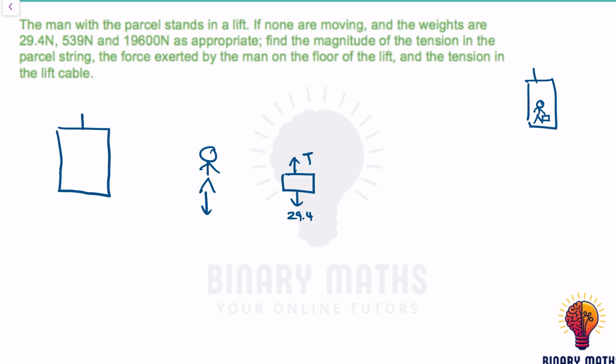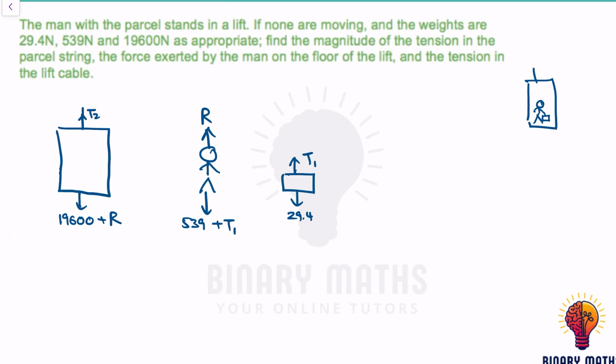The man feels its own weight, which is 539, plus the tension, obviously, pulling it down. So let's call it tension 1, because there's another tension involved. The man also feels a reaction force from the lift pushing it up, so reaction force there. The lift feels obviously its own weight, which is 19,600, plus the reaction force from the man standing on top of it, so the man pushing down. And then there's a tension which is different to the other tensions, the tension on the cables.